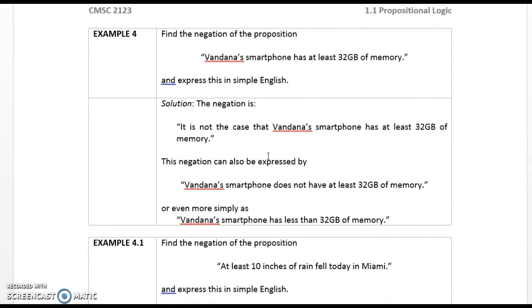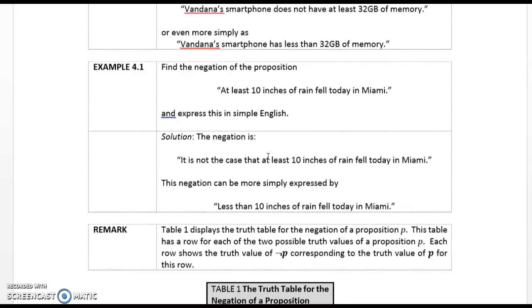Example 4. Find the negation of the proposition, Vandana's smartphone has at least 32 gigabytes of memory, and express this in simple English. The solution is, the negation is, it is not the case that Vandana's smartphone has at least 32 gigabytes of memory. The negation can also be expressed by, Vandana's smartphone does not have at least 32 gigabytes of memory. Or even more simply as, Vandana's smartphone has less than 32 gigabytes of memory.